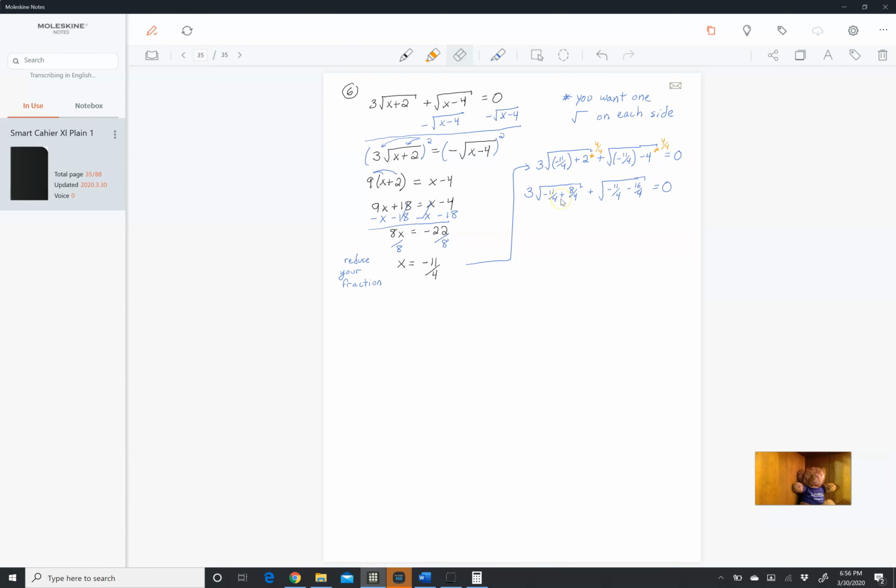So negative 11 plus 8 is negative 3. Negative 11 minus 16 is negative 27. And you can stop here. You don't have to go any further because this is imaginary and we can't have imaginary numbers. So this is extraneous.